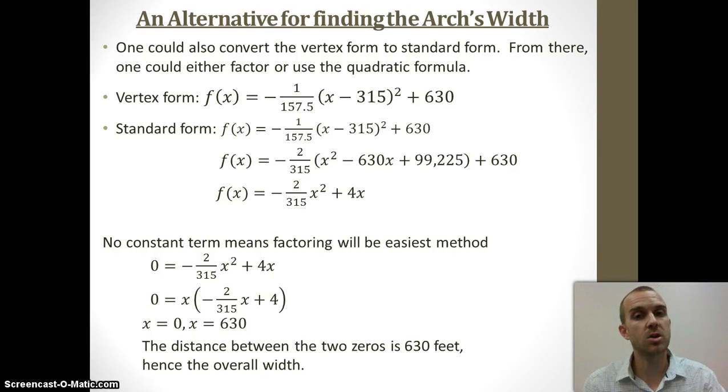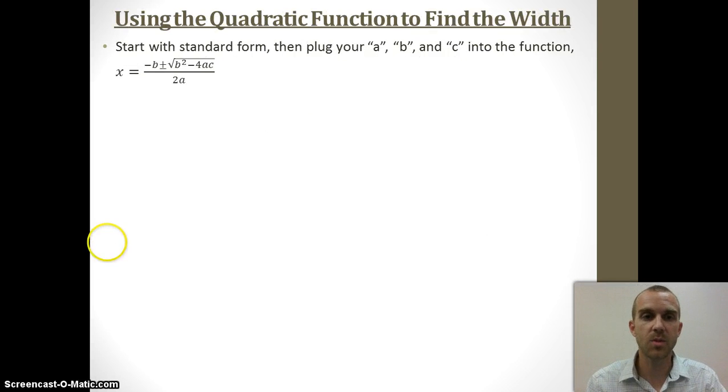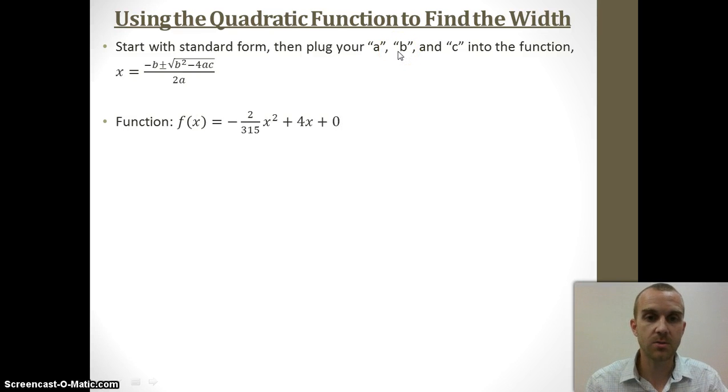Now say you weren't sure if you could just factor, you could also use the quadratic formula. So remember, the quadratic formula is x equals negative b plus or minus the square root of b squared minus 4ac all over 2a. And a, b, and c are coming from that general form. So we had our general form. In this case, our c value is 0. That's an important thing to recognize.